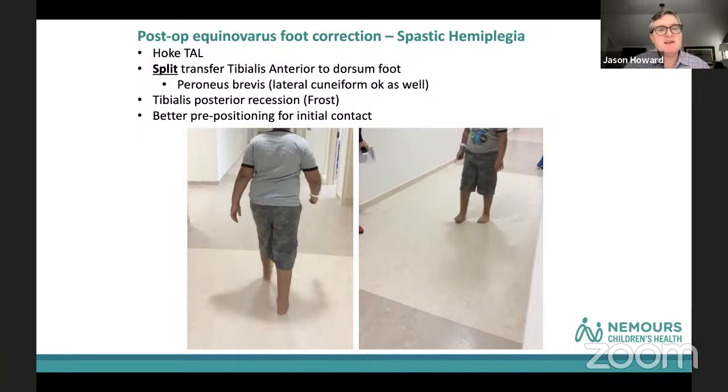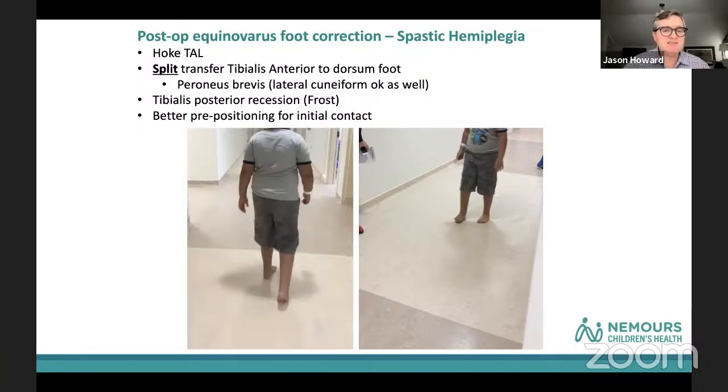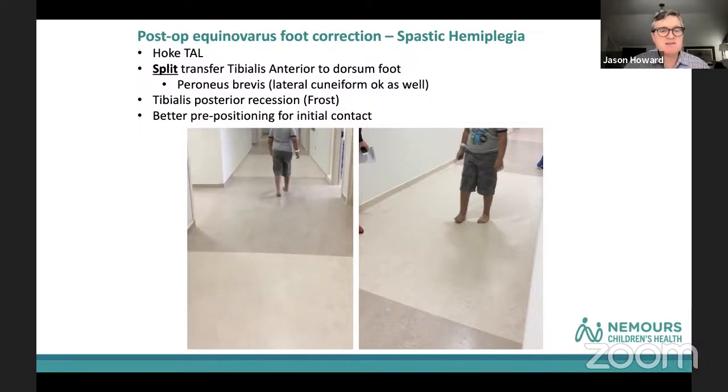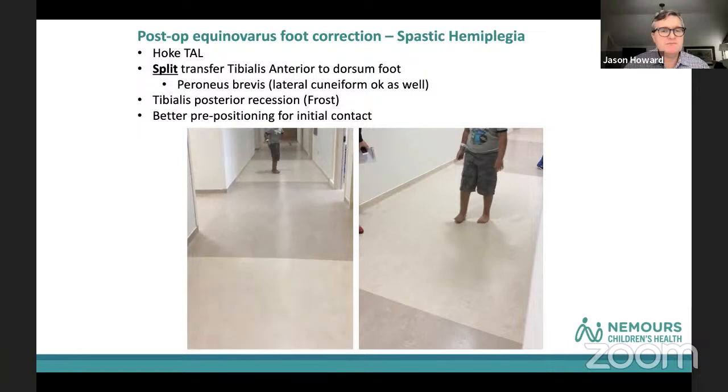We also did a tibialis posterior recession. The tibialis posterior affects the hindfoot varus during the stance phase of walking. So we did a fractional lengthening of the tib post. And now you can see how he looks now. So here, remember, it's the right side. That varus is gone.